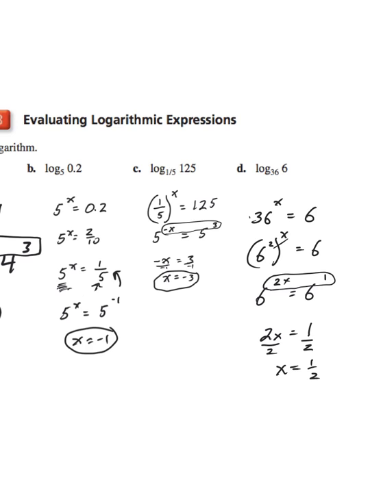And that makes sense. If you take the original equation, you remember 36 to the 1/2 is the same thing as the square root of 36, right? So that works.